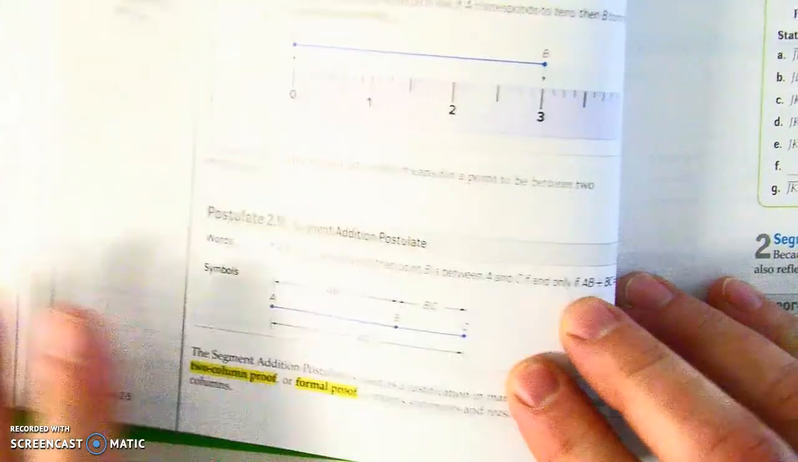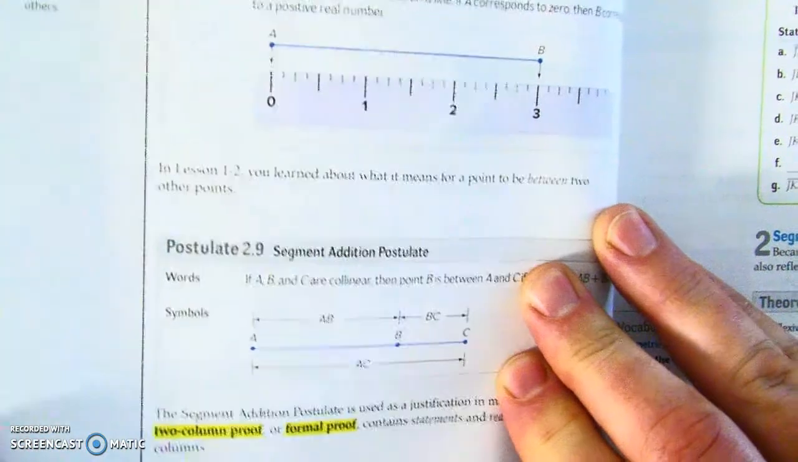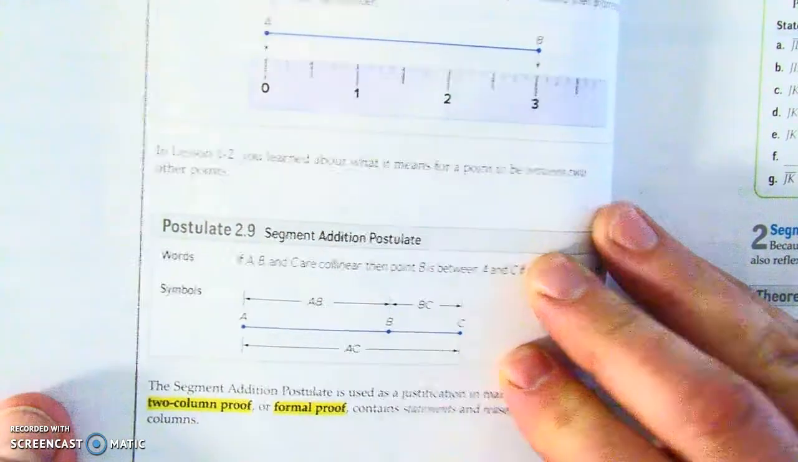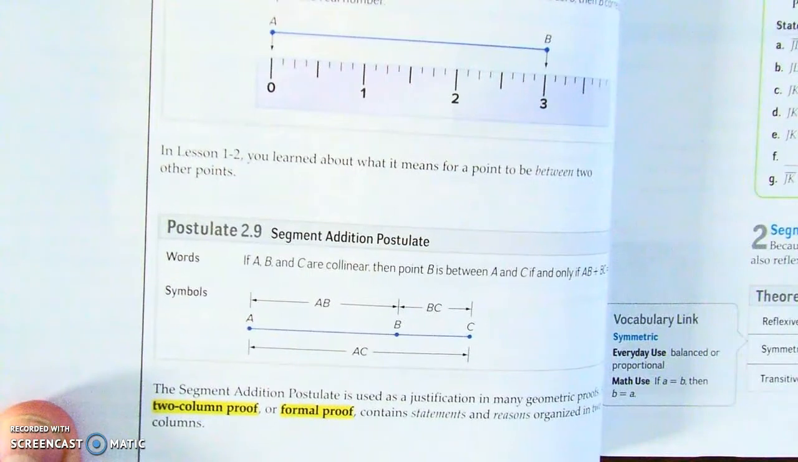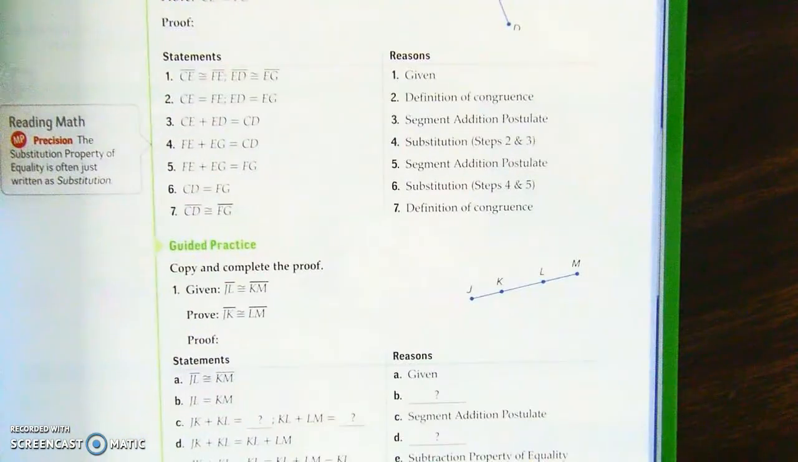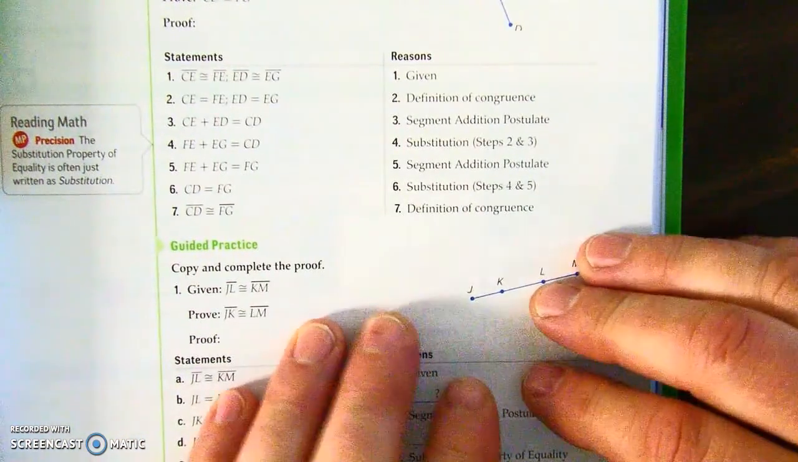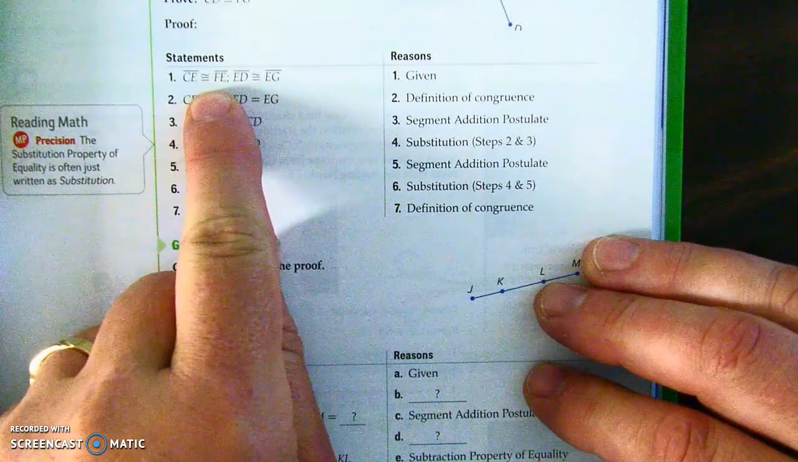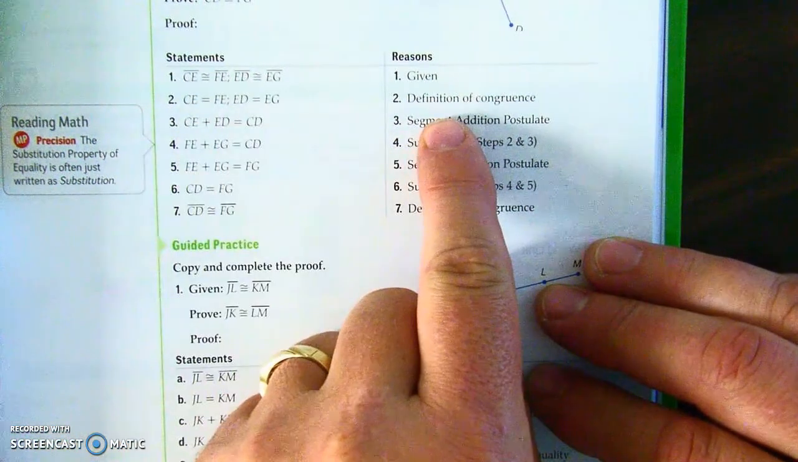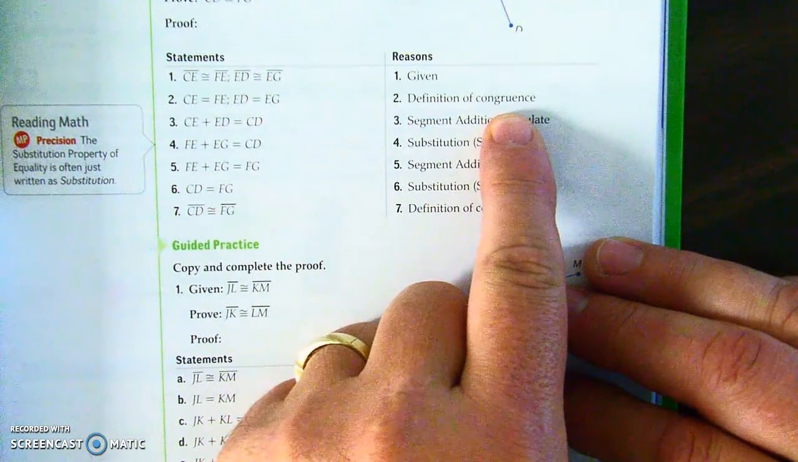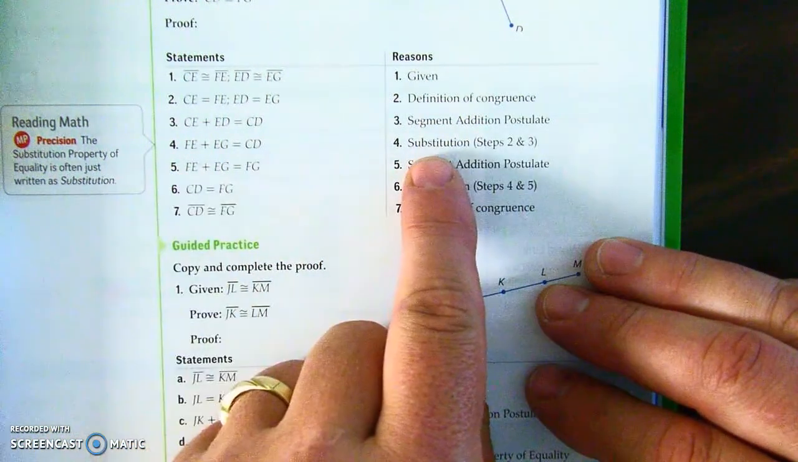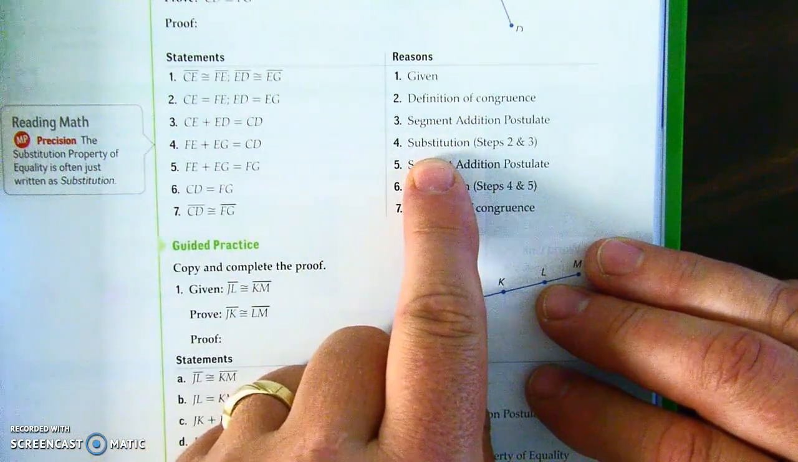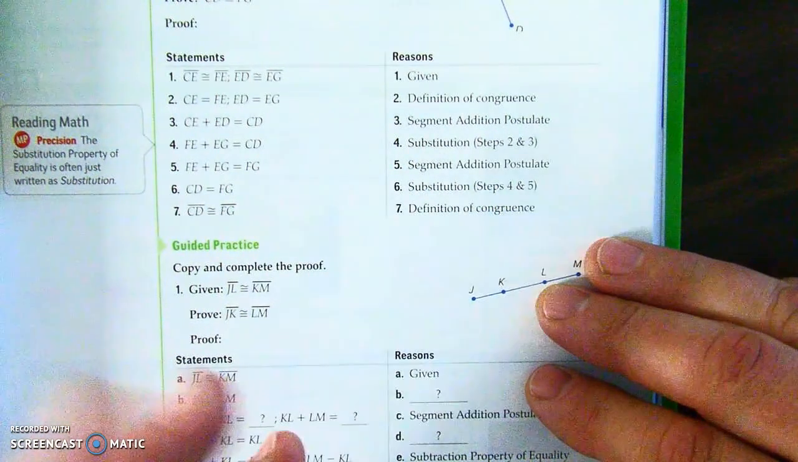Another thing to remember that we talked about last time was what is called the segment addition postulate, where we add two segments together to make a longer one. And to refer back to what we learned in regards to going from a congruent sign to an equal sign, we're going to use the definition of congruence, and then we're also going to be using the substitution method, replacing something for something else.